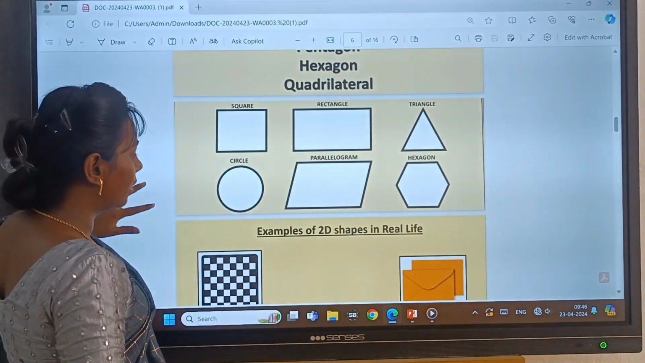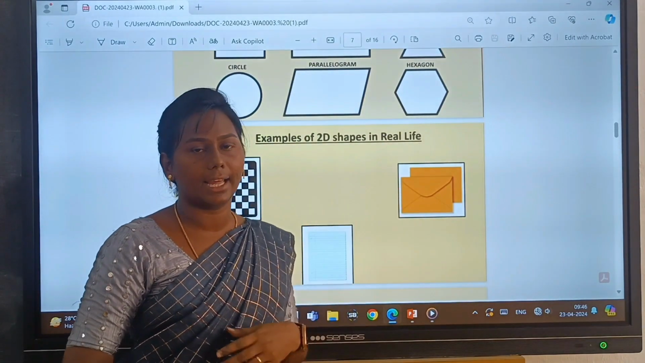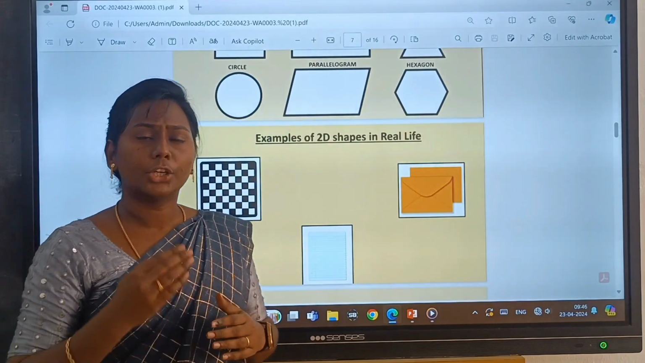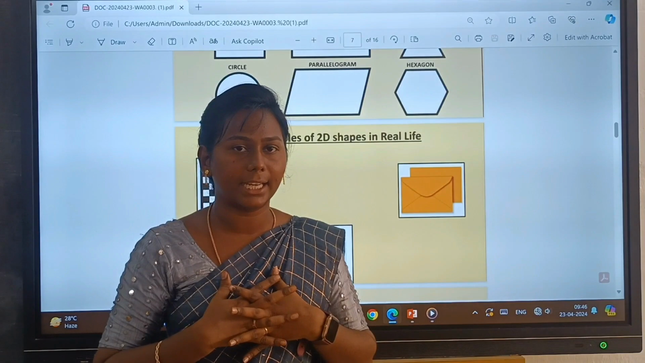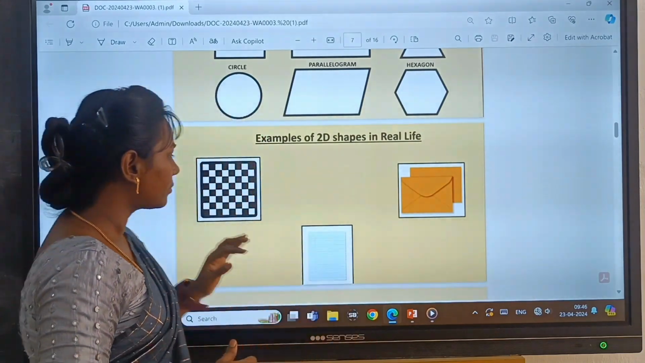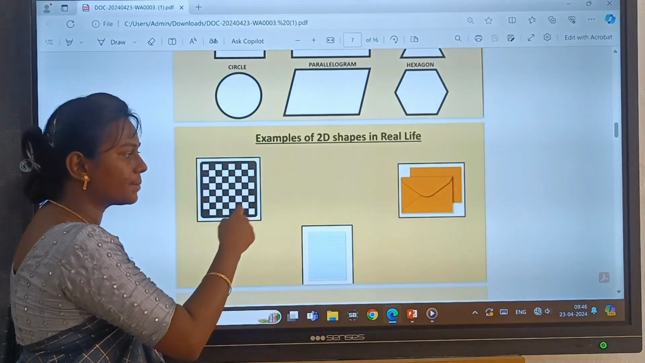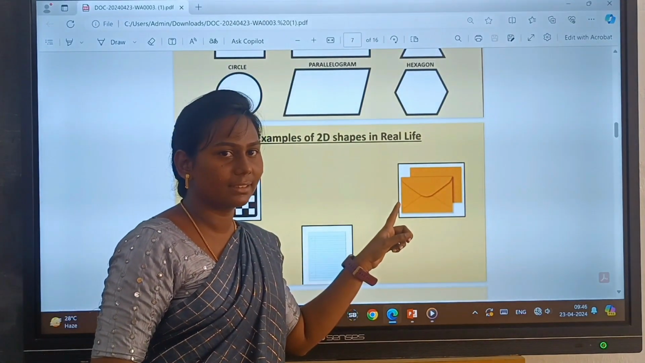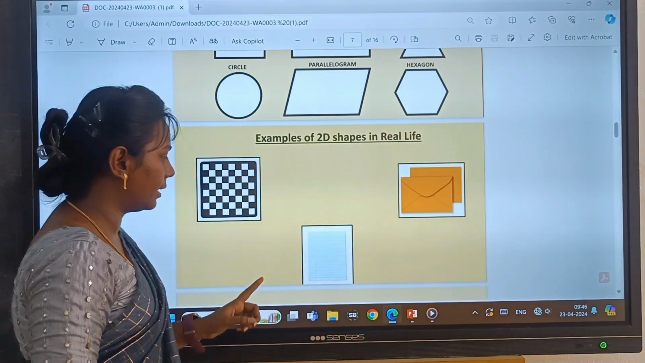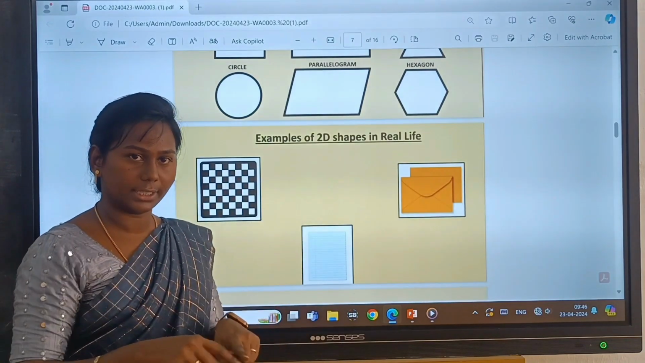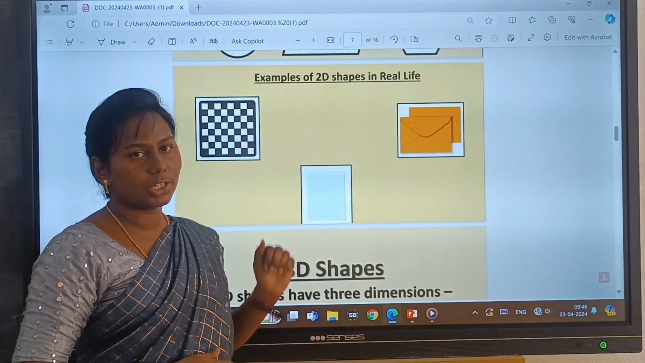Okay children? Now, examples of 2D shapes in our real life. Listen children, 2D shapes and 3D shapes are both closely related to our day-to-day life. So see, what is this? Yeah, very good. Chessboard. And what is this? Yeah, it is an envelope cover. And this is your notebook. So these are some examples of 2D shapes.